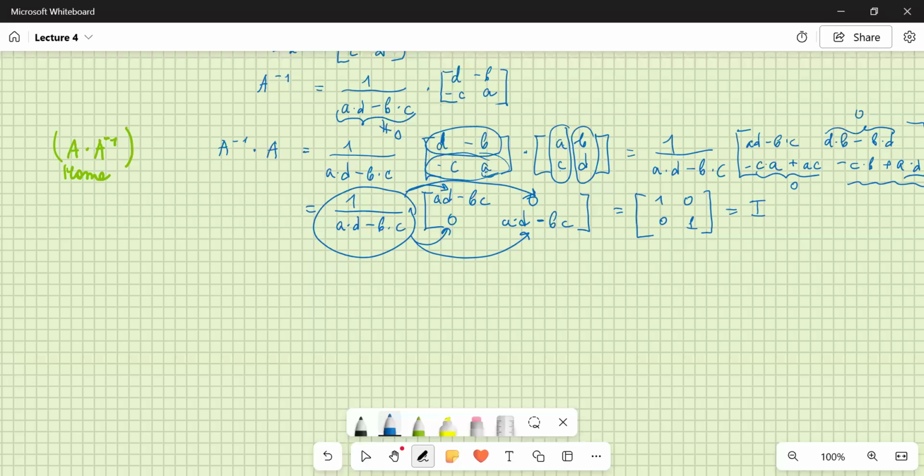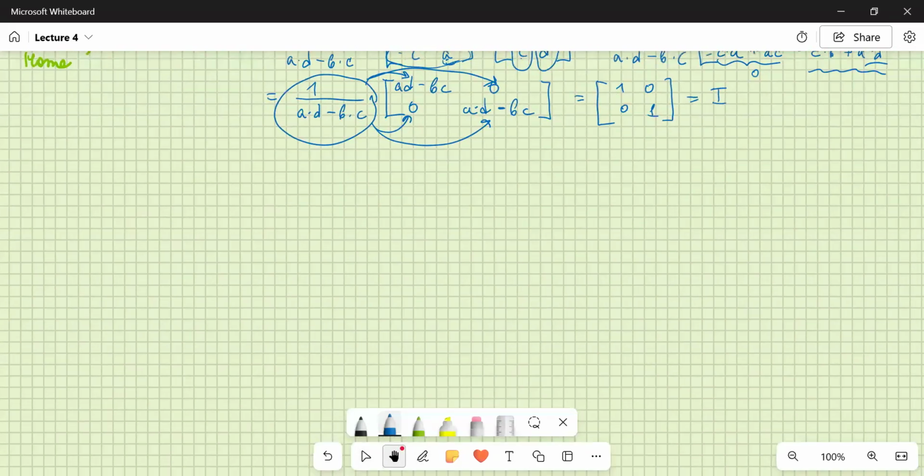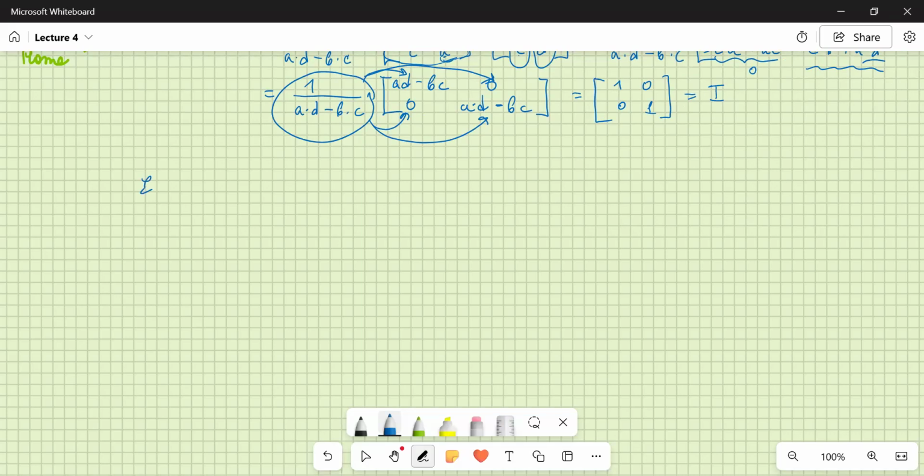Let me just consider something very simple. Example 3. I'm going to consider the matrix 1, 2, 3, 4. Right? That's going to be matrix A. According to my formula, A inverse is going to be 1 over 1 by 4 minus 3 by 2. By the way, is it equal to 0? That's 4 minus 6 equals negative 2, not equal to 0.